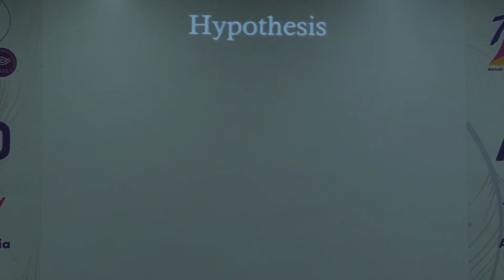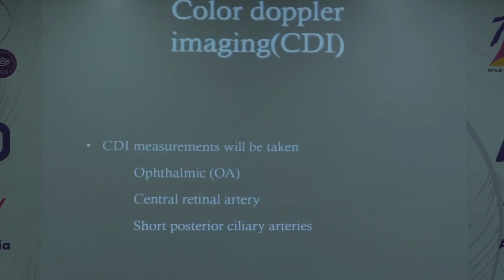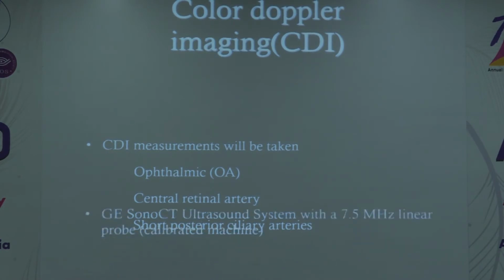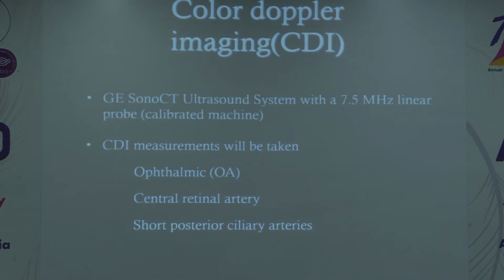It has been hypothesized that dorzolamide increases ocular blood flow, and it can be studied by color Doppler imaging. Color Doppler imaging can be done with a GE Sono CT ultrasound system with a 7.5 MHz linear probe. In color Doppler imaging, we measure the velocities in the ophthalmic artery, central retinal artery and short posterior ciliary artery, which are the main vessels responsible for the ischemia to the nerves.